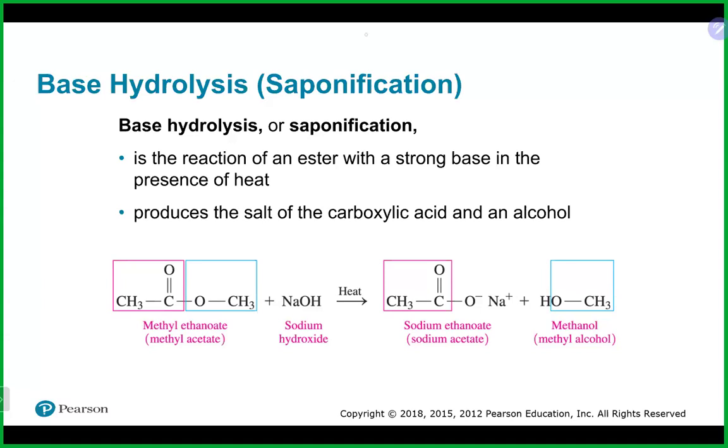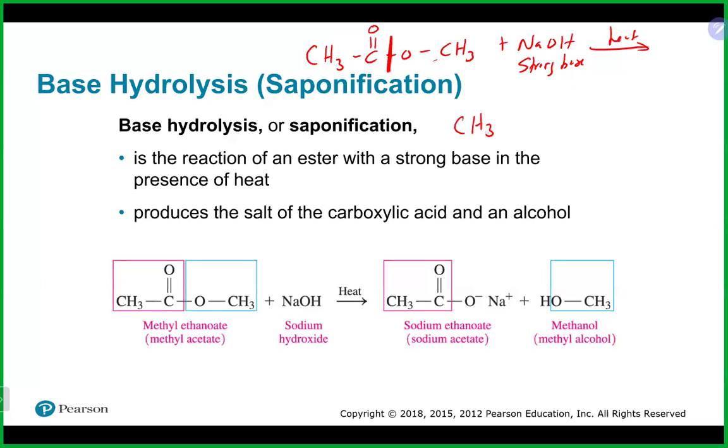So if we take a look at the same sort of ester here, and in this case, we're going to add sodium hydroxide, which is a strong base, and obviously some heat as well. Once again, we are just going to break this thing apart in this normal location. That is going to get us our two parts here.